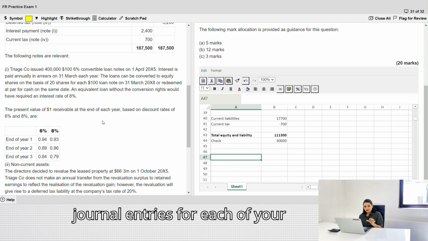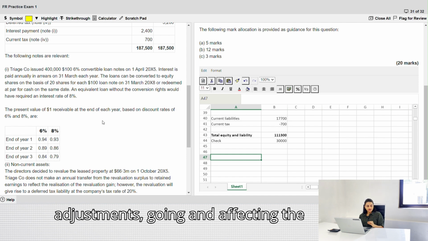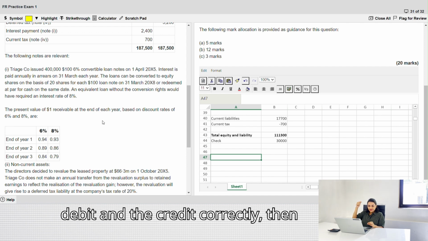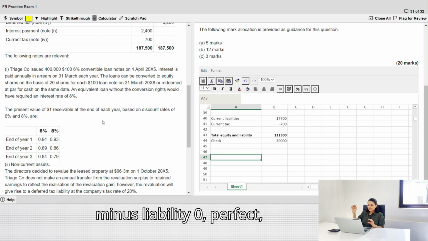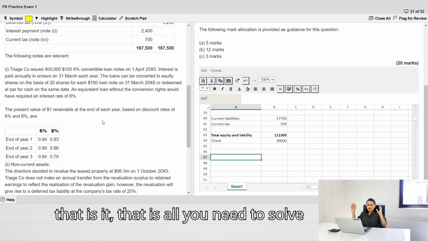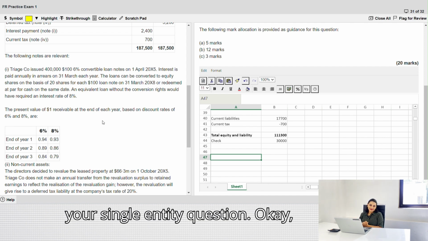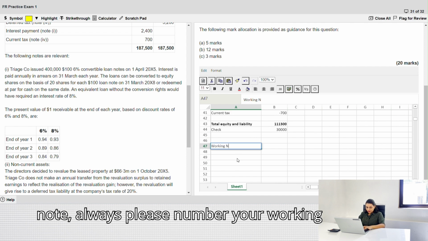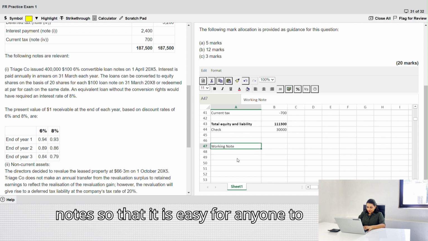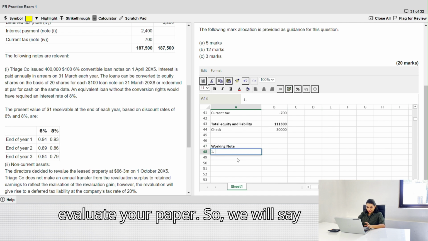If you are passing journal entries for each of your adjustments, affecting the debit and the credit correctly, then checking is my balance sheet total, asset minus liability, zero, perfect, that's it. That's all you need to solve your single entity question. Now moving on. Always please number your working notes so that it's easy for anyone to evaluate your paper.